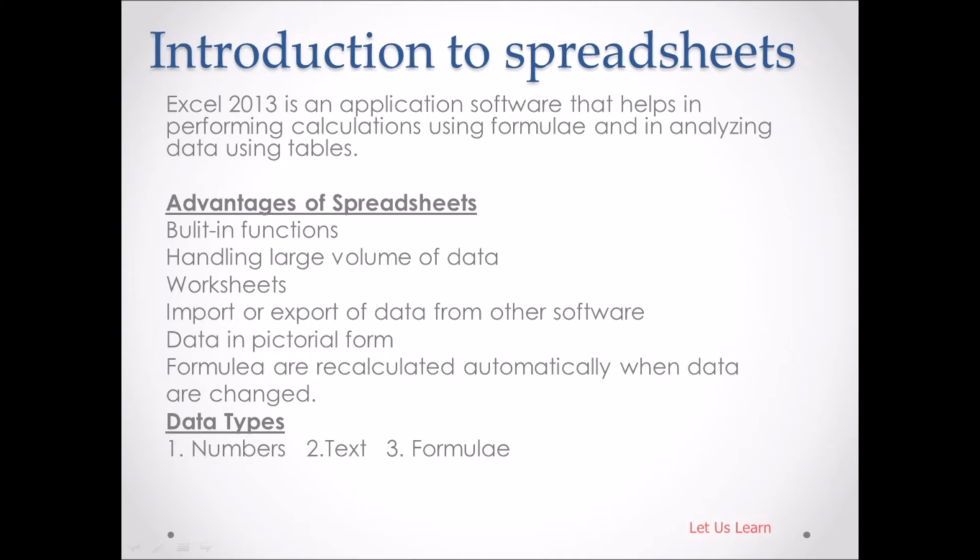In the last advantage, you are adding two numbers, the sum of two numbers using a formula. If you change any one number to a new number, you need not add again. Excel itself will automatically recalculate it.